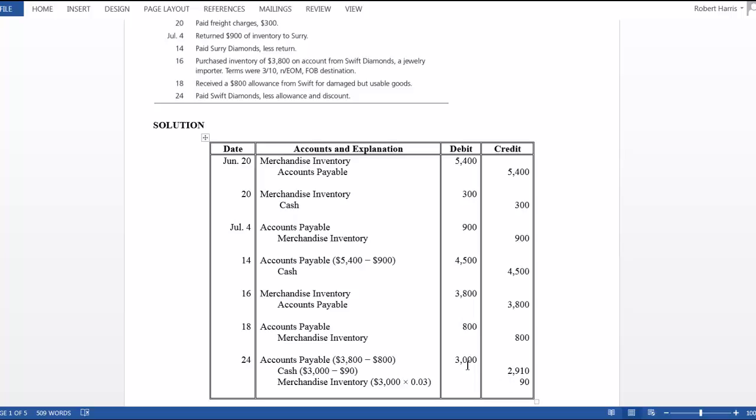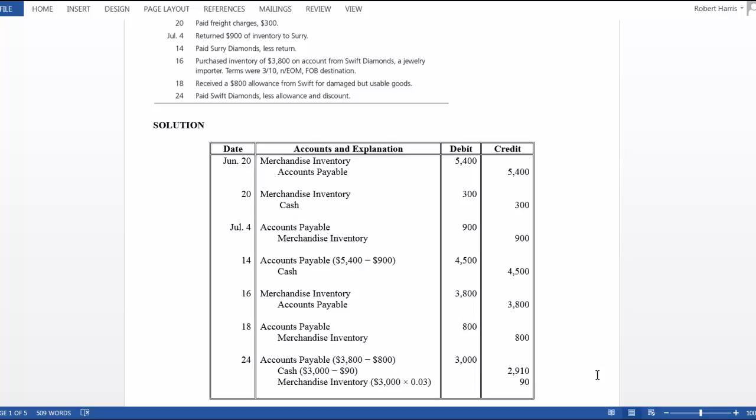So we owed them $3,000, but by paying them early, we only had to pay them $2,910. And so we're going to reduce inventory by this other $90 because the inventory cost should reflect what we actually paid for it. We only had to pay $2,910.